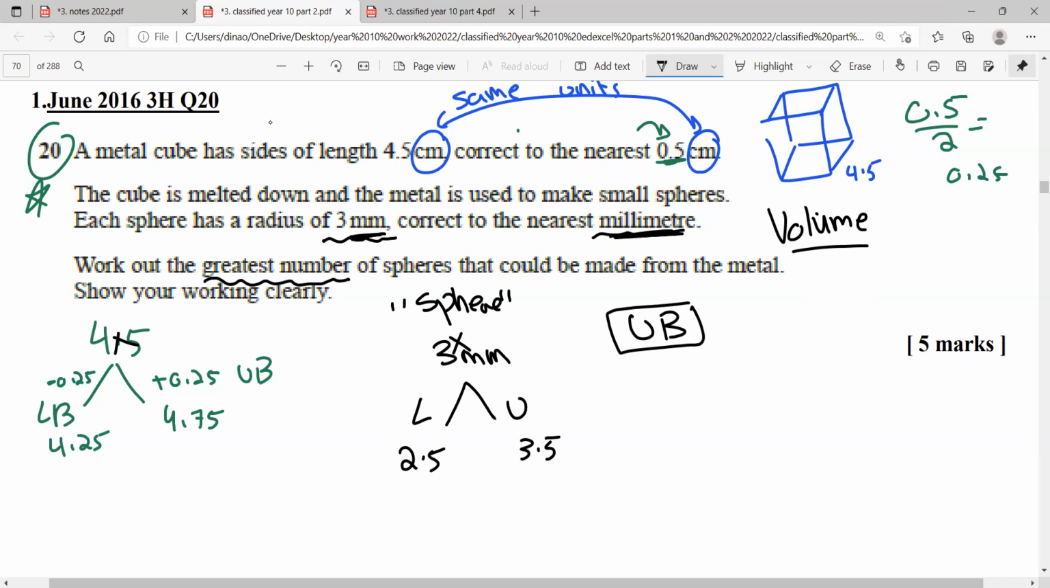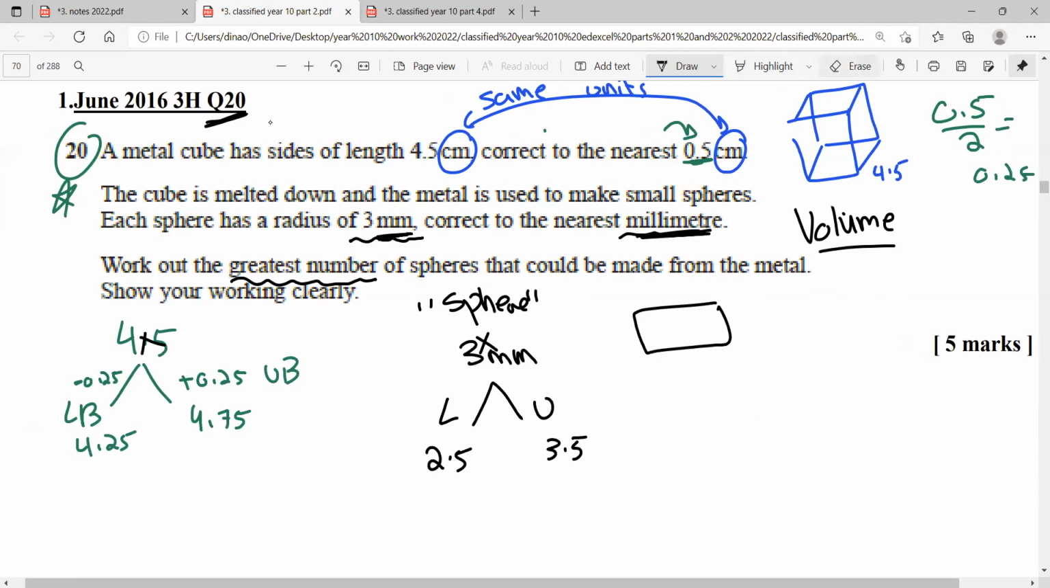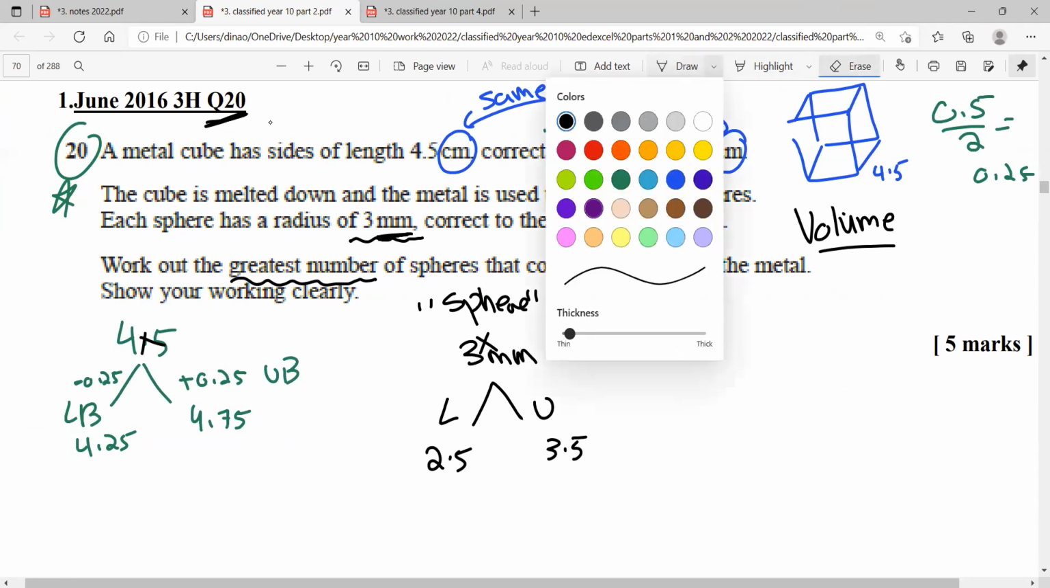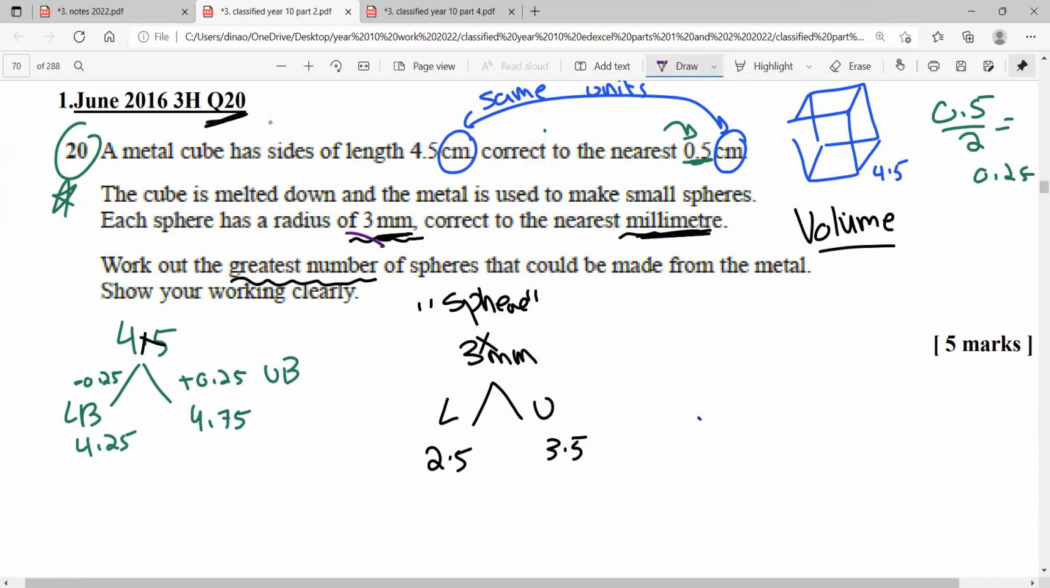الكيوب ده اتسيح وعملنا منه كور صغيرة. عملنا منه كام كورة؟ تمام؟ يبقى volume of cube over volume of sphere يديني عدد السفيرز اللي اتعملت. تمام؟ طبعا دي ما تعتبرش مسألة سهلة حتى زي ما انتم شايفين this is question 20. So first you find the bounds as we did over here and then you will have to figure out what is the operation. The operation here is division. Division of what? طبعا since it says greatest number so this is an upper bound question. Type upper bound of which operation?